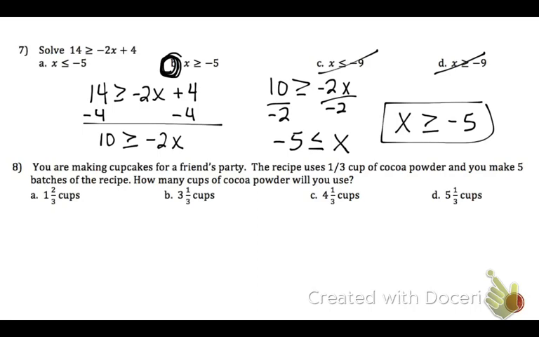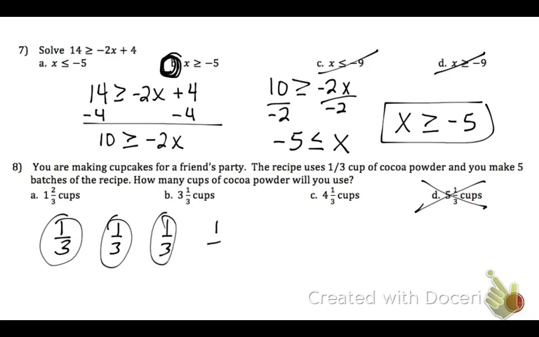If I'm making 5 batches and each batch calls for less than a cup, then there's no way that I would have more than 5 cups. So let's cross that off. C still seems a little high to me, but let's see if we can solve this problem. So if each batch is 1/3, so here's one batch, here's one batch, then we're just adding those up.